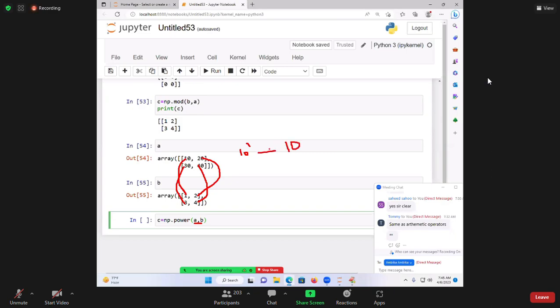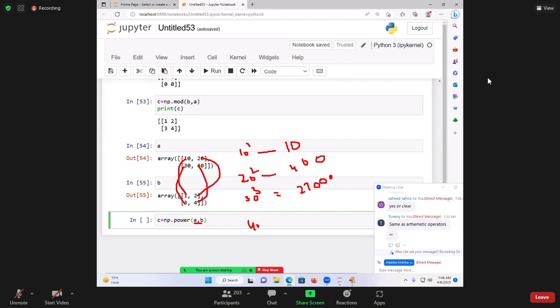10. Next, 20 to the power of 2 means what? 400. 30 to the power of 3 means what? First 3 threes, 27, 0, 0. How many zeros? 3 zeros. 30 to the power of 3 means how much, students? 30 into 30 into 30, or not?